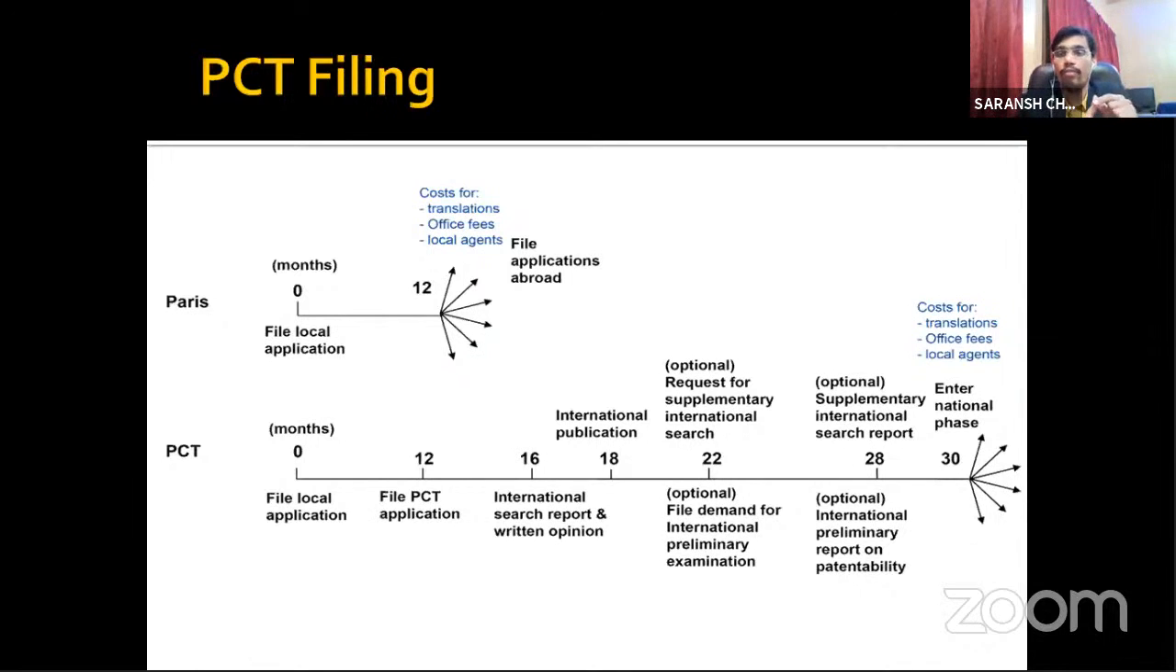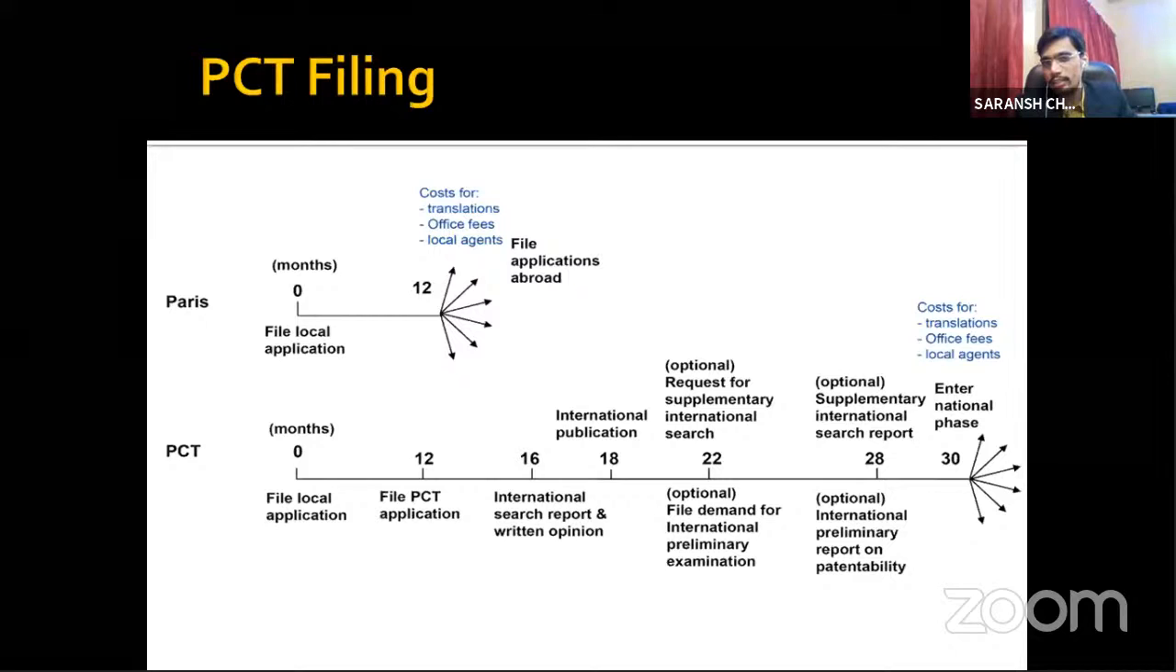0 means you have the local filing, 1st January, which I told you. Within 16 months, you have the international search report and written opinion. Within 18 months, you have the international publication. These two things, request for supplementary search and the supplementary international search report, are optional.